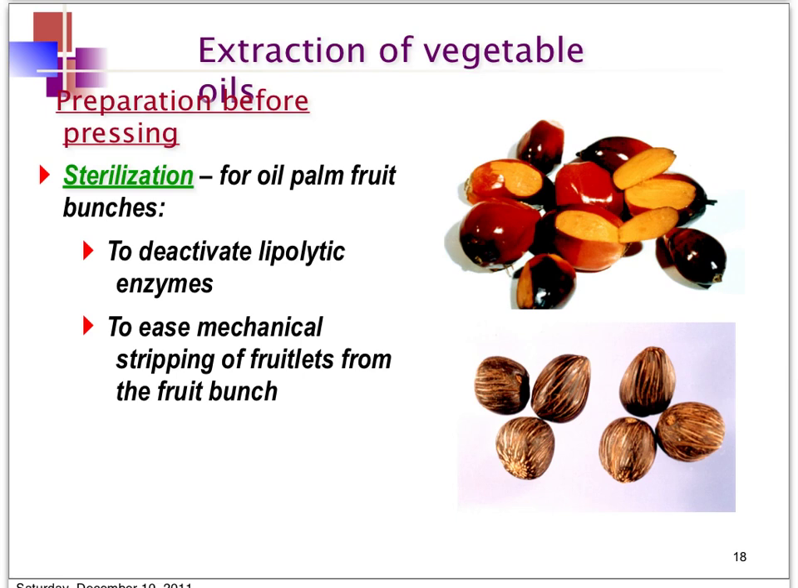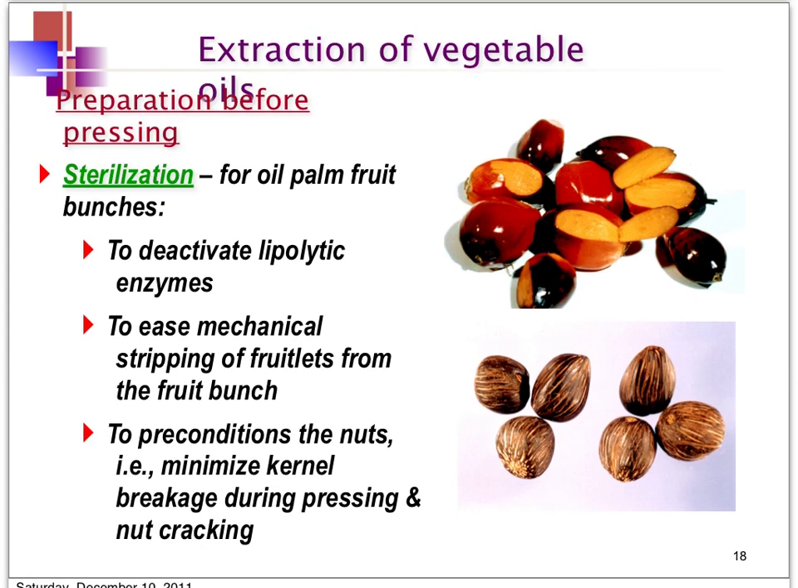The high temperature during the sterilization process also serves to soften the fruit and to facilitate the stripping of the fruitlets from the fruit bunch. Also, the high temperature will soften or precondition the kernel, so that the kernel shell is not too hard. During the process to separate the kernel from the flesh, it will reduce the breakage of the kernel, and this will facilitate the separation of the kernel from the flesh in the processing of the palm kernel oil.